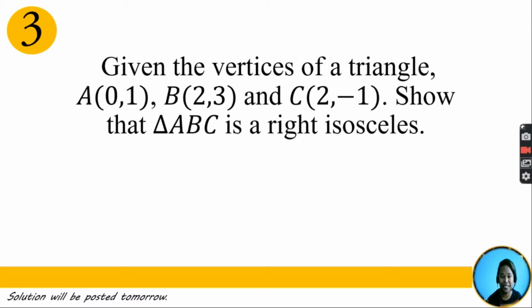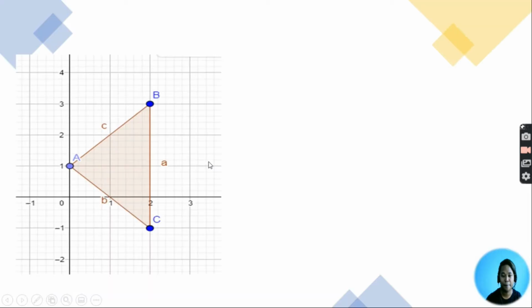So here it is po. So ito na po yung ating triangle. So it is drawn in a coordinate plane. So let's take the coordinates of A, B, C. So A is at (0, 1). B is at (2, 3). And C is at (2, -1).